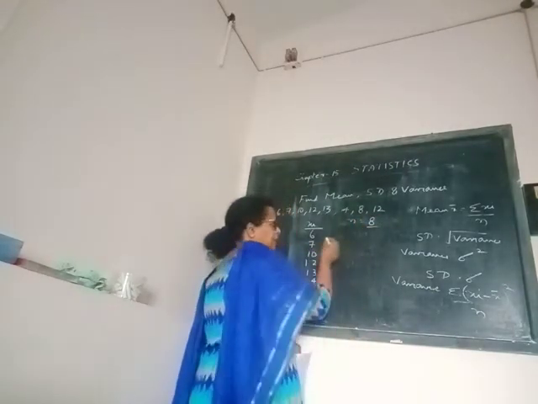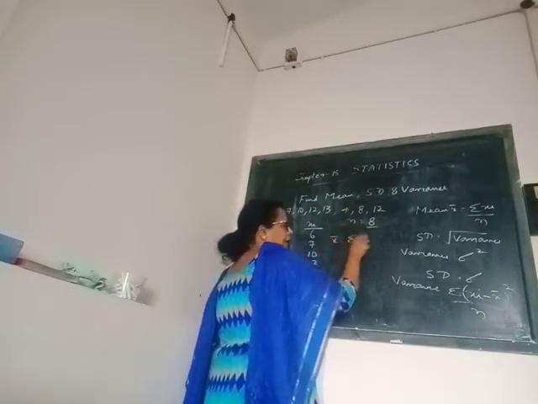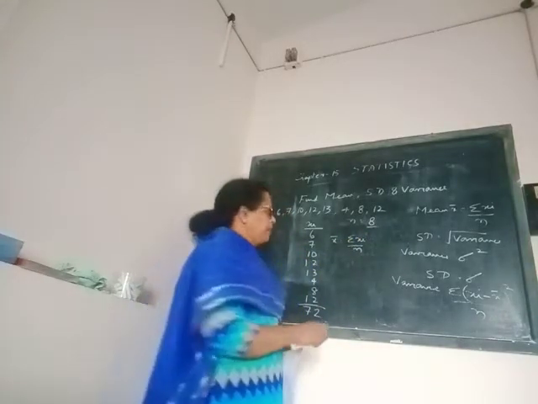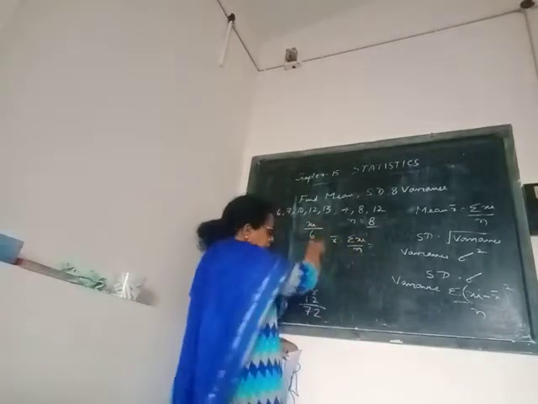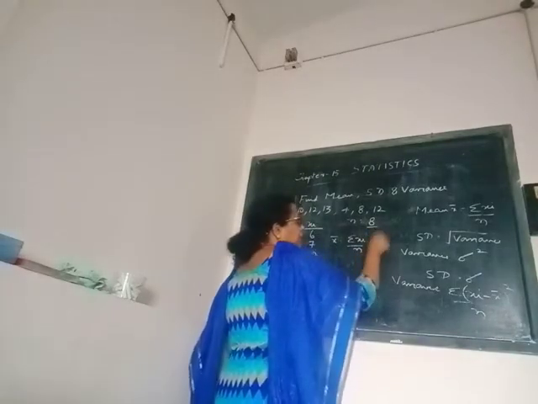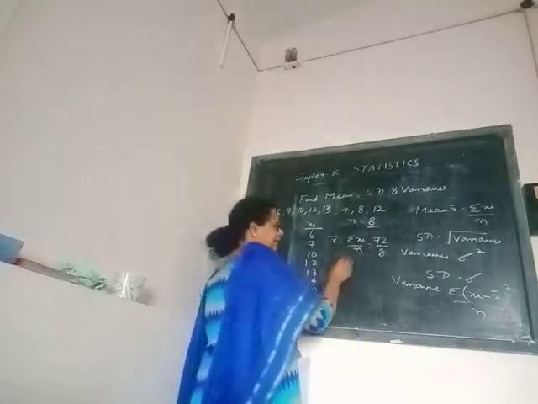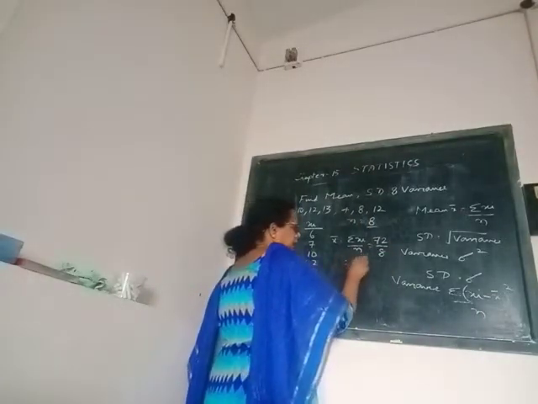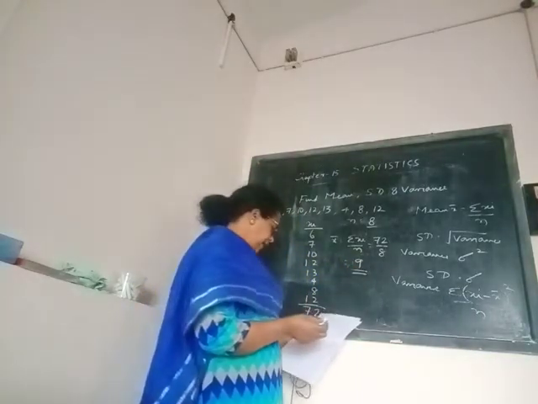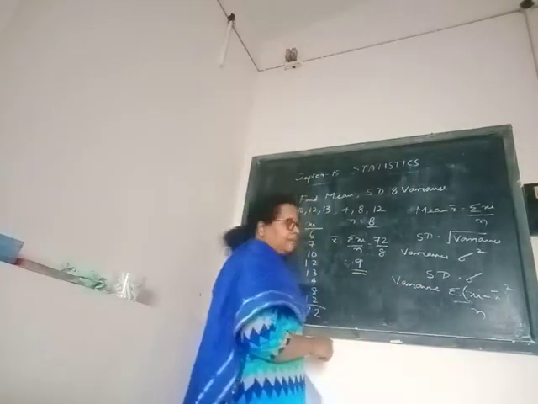So let us find mean. What is mean? X bar equals sigma xi by n. Always write the formula. So what is sigma xi? We got sum of observations 72 divided by n, which is 8. So 72 by 8, 9. So we got mean x bar is 9. Then what else we have to find? We have to find variance.